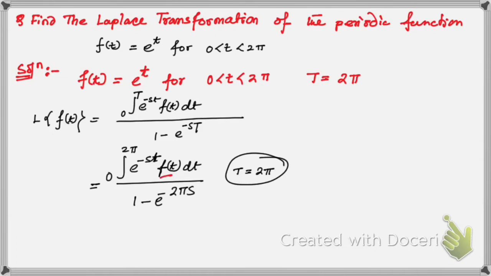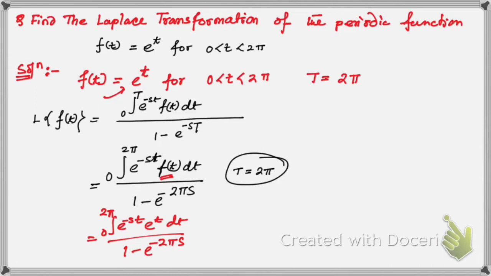Let us replace this f of t. So f of t is equal to this function, e to the power t. Let us use this here. Then we have this result: the integral from 0 to 2 pi of e to the power minus st, f of t is nothing but e to the power t, dt, divided by 1 minus e to the power minus 2 pi s, right?